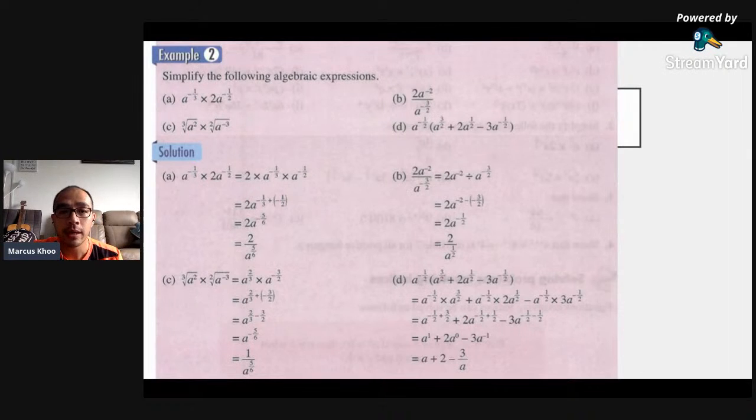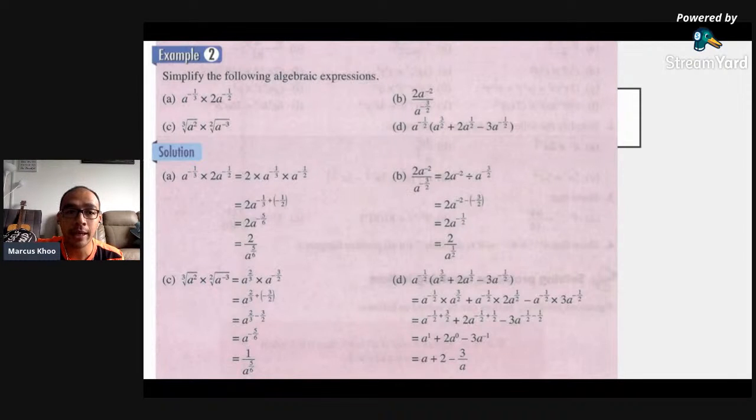Okay, for B, look, 2a to the power of negative 2 per a to the power of negative 3 over 2. Nah, saya sudah cakap per ini sebenarnya adalah divide. So when you do the divide, okay, and since this number 2 is alone, okay, so kasih biar je the number 2, do the operation on the a. So negative 2 minus negative 3 over 2.